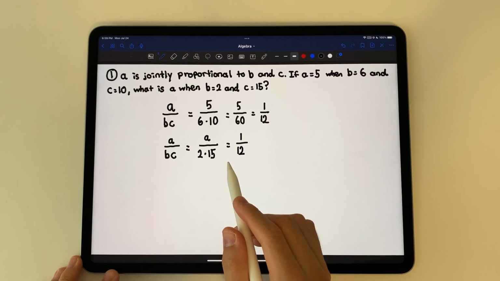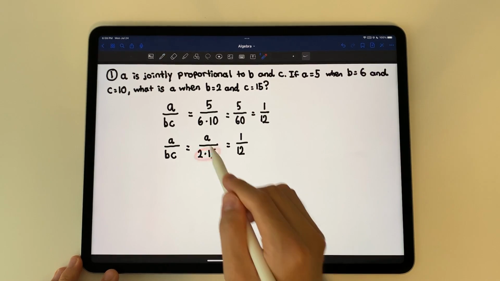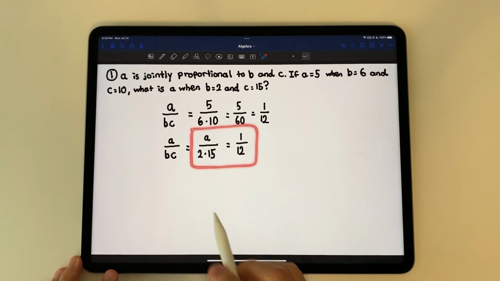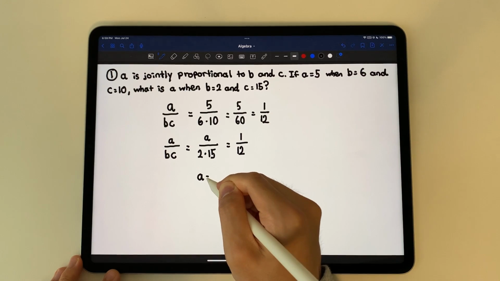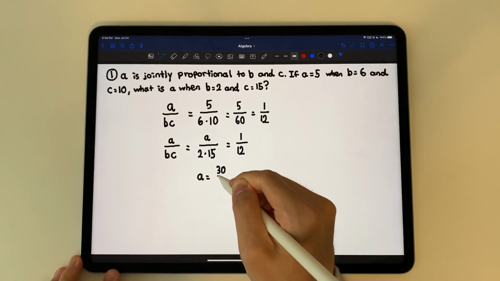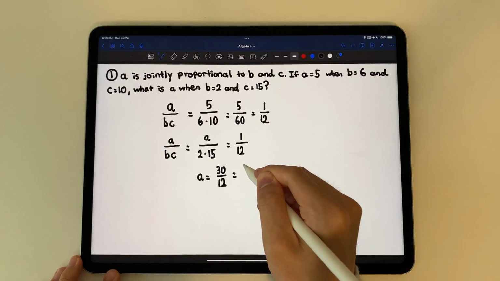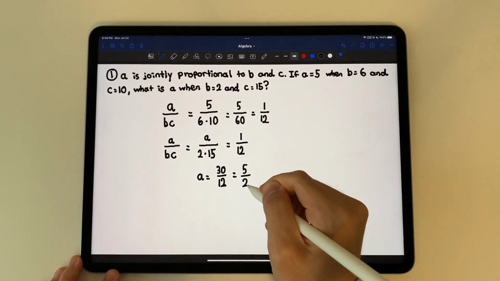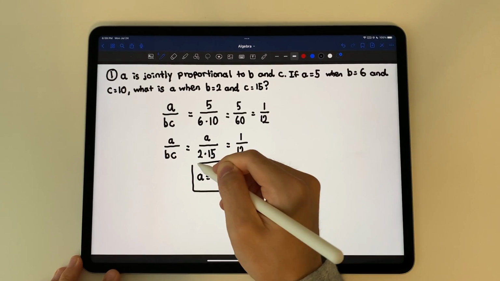So let's multiply both sides by 2 times 15, because now we just have this equation to solve. And we'll get A is equal to 30 over 12, which simplifies to 5 over 2. So there's our answer. Let's go ahead and box that.